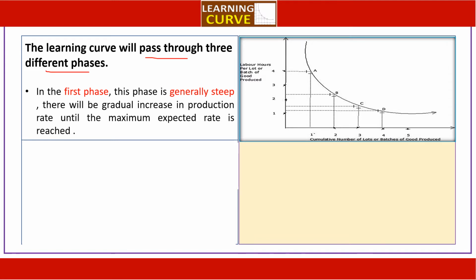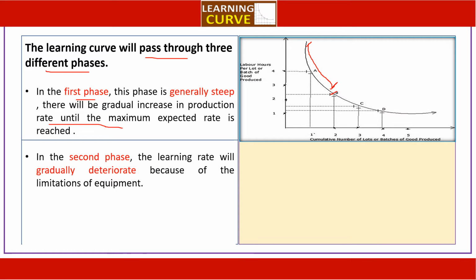The learning curve essentially will pass through 3 different phases. The first phase is generally steep. If you just see the phase from here to here, it is really steep, and when it is steep, it means your savings are very aggressive. You are improving in your performance and productivity at a much faster rate.